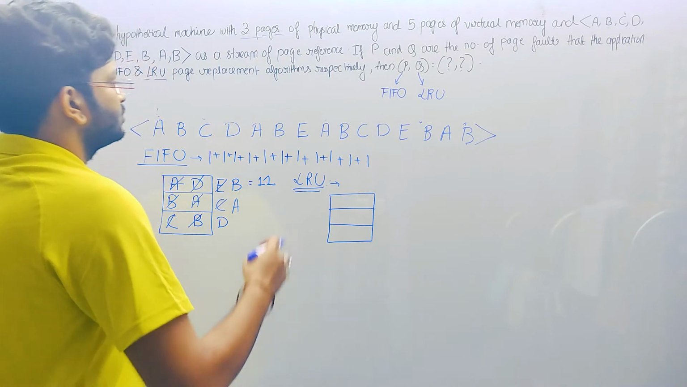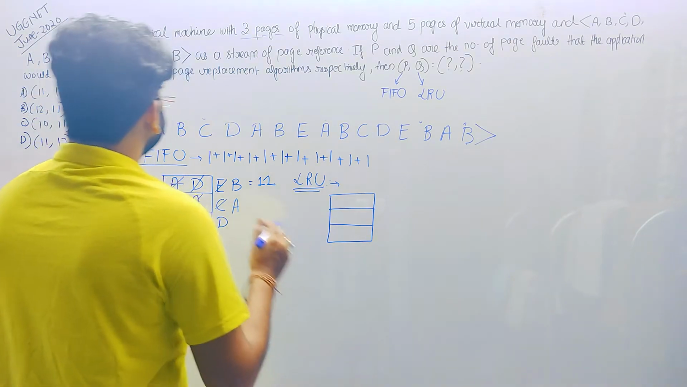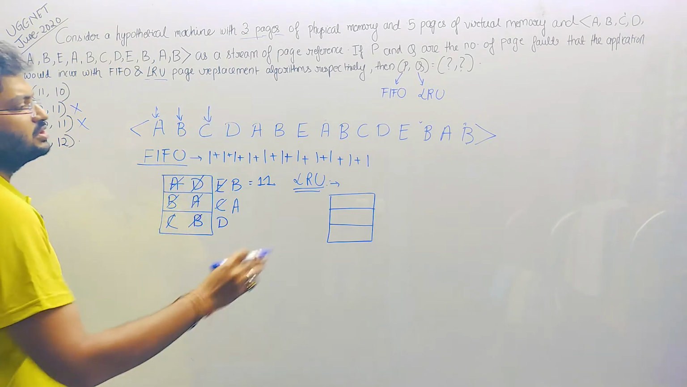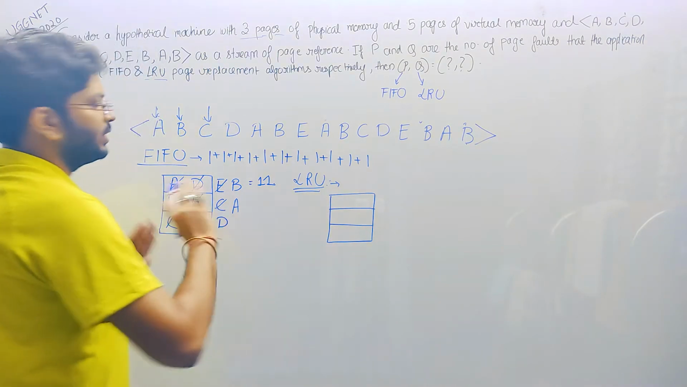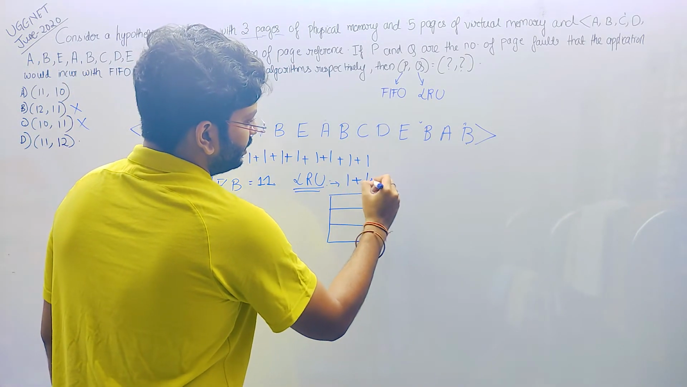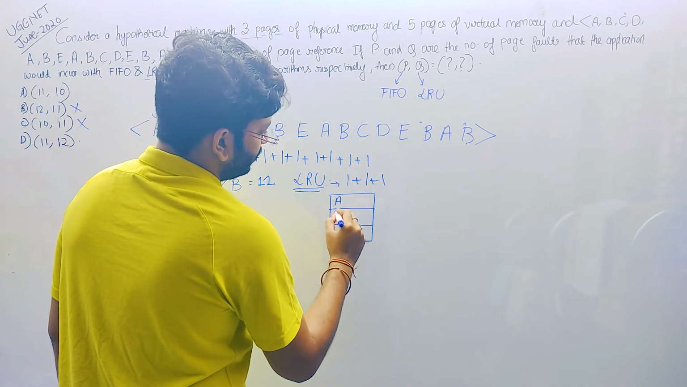Okay, so let's check it out. The first ones are A, B and C. These are not in the frame anyway, so I have to place these page references. So these are the page faults for A, B and C.